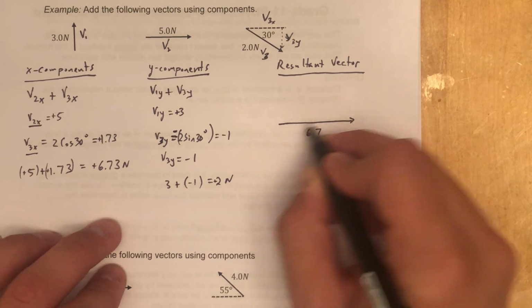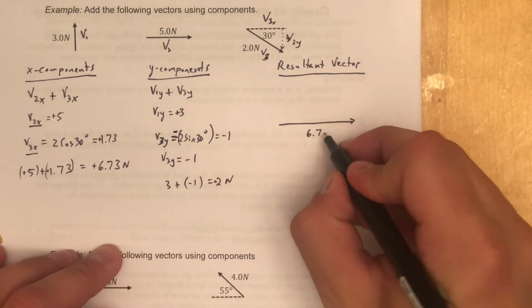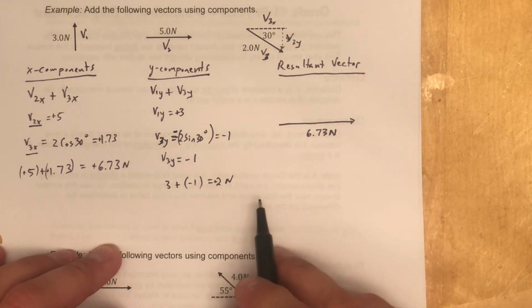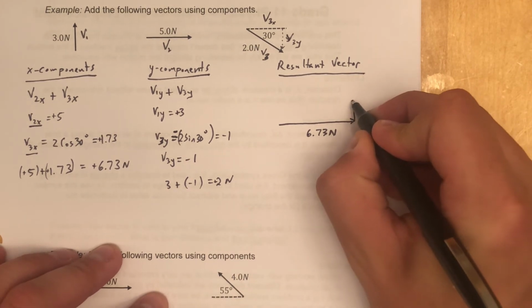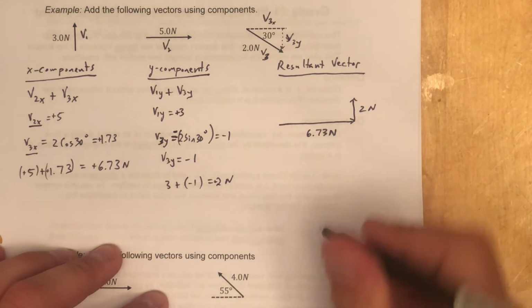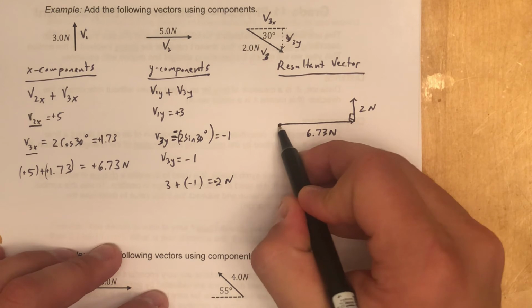I'm just drawing an arbitrary amount to the right, because that positive represents to the right. 6.73 newtons. This is 2 newtons up. Here, I try to draw it to scale. So if this is approximately 7, then this would be approximately 2 or so, 2 newtons upwards. This is a right angle right over here. And then we're going to go from the starting point to the end point.